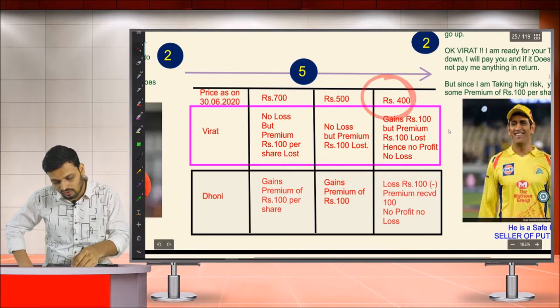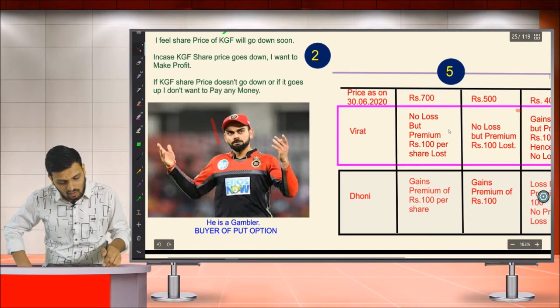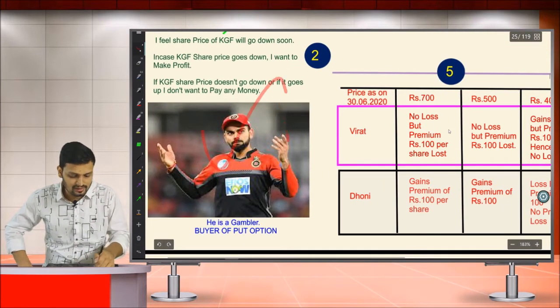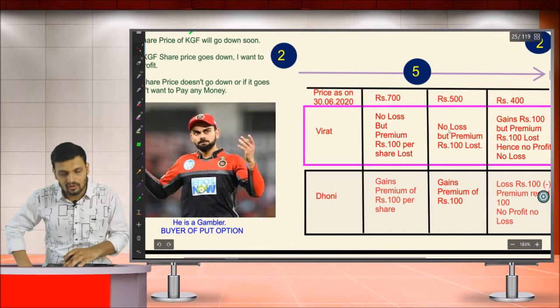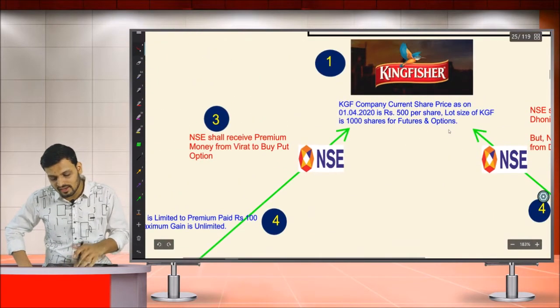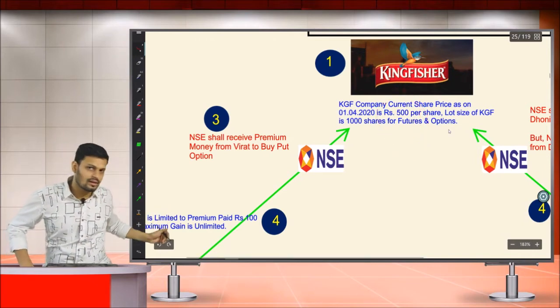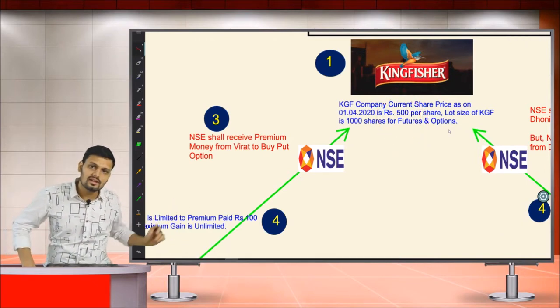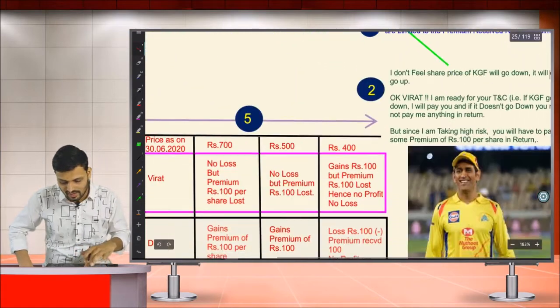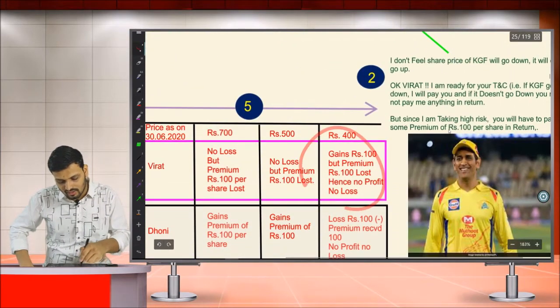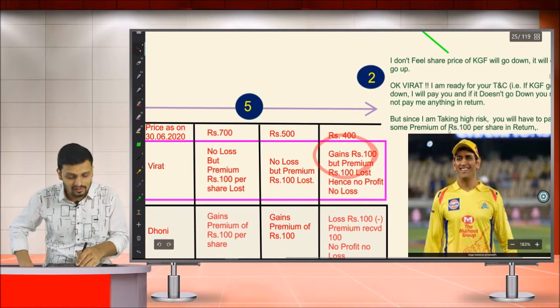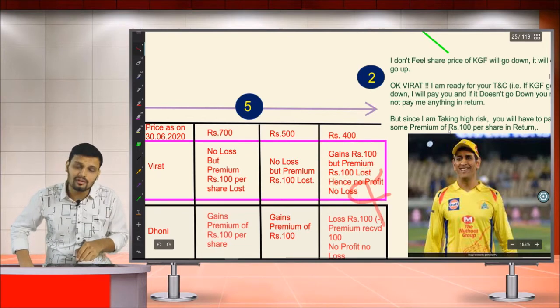If the share price is going to 400, he will now exercise, right? Because if he exercises, he can sell to Dhoni at rupees 500. In the market, if he goes, he can sell it only for 400. But to Dhoni, he can sell it for 500. So if he exercises at 500, gains rupees 100, but premium of also 100 rupees is lost, right? So no loss, no profit case.